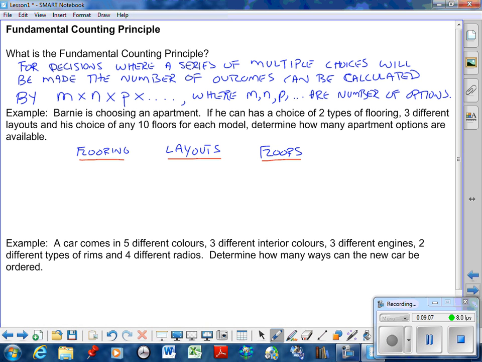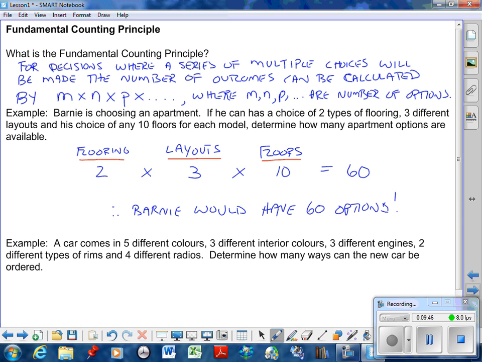So flooring, he had 2 choices. Layouts, he had 3 different choices, and he can get any of those possibilities on 10 different floors. Are they independent? If I pick carpeting for my flooring, does it affect my layout? The answer is no. So choice 1 doesn't affect choice 2. Similarly, I can get them on all floors, so it's independent. So that means that I just got to multiply them together, and I have 60 different options. So therefore, Barney would have 60 options.